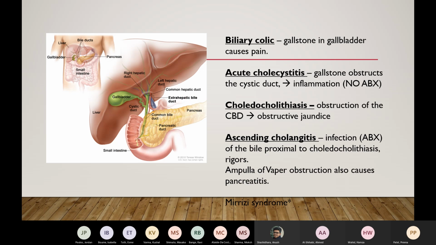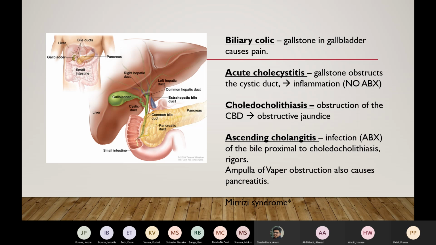Okay, so this is just a recap of some of the big words you might see. Biliary colic is when you have a gallstone in the gallbladder and it causes that colicky pain we spoke about earlier. Ascending cholangitis is infection above that stone and it starts tracking up and you get Charcot's triad. To clarify, it's an infection, so you do need to give these people antibiotics. Acute cholecystitis is when it's just obstructing the cystic duct and that leads to inflammation, but they don't have an infection, they don't need any antibiotics.